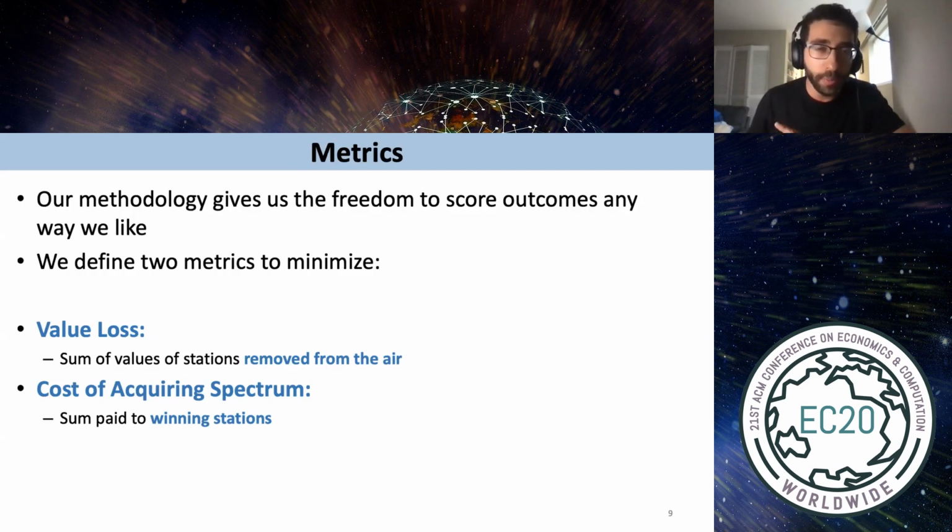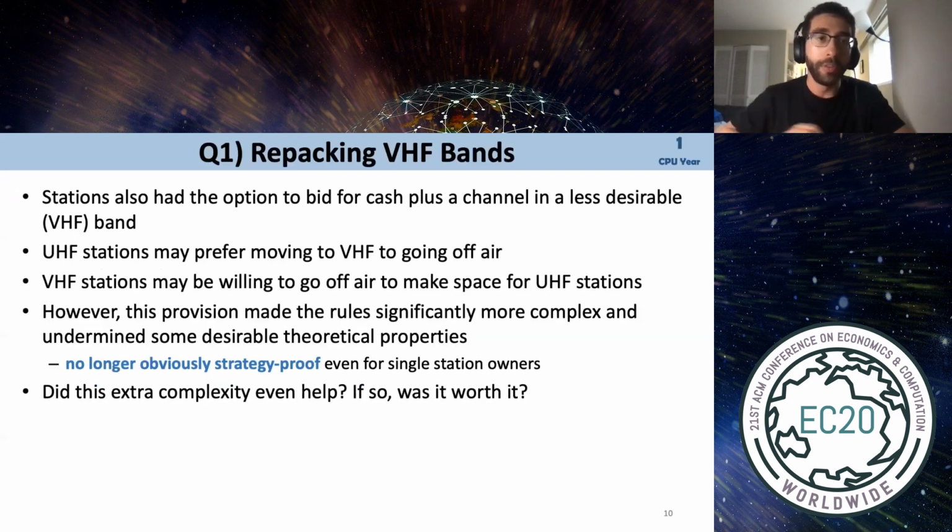With all this set up in place, I'm now going to talk about some experiments that we ran in the paper. The first question that we asked had to do with repacking VHF bands. So up until now, I've told you that stations could either choose to continue broadcasting or to accept money to go off the air. But actually in the auction, there was an intermediate option. Stations could accept some money and also move to a less desirable band called VHF.